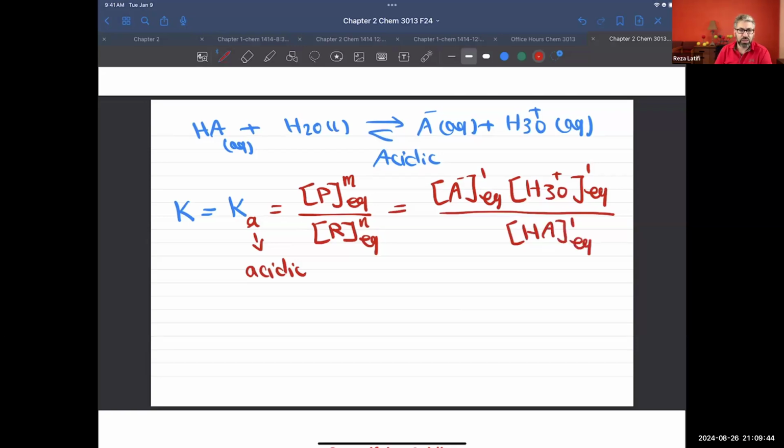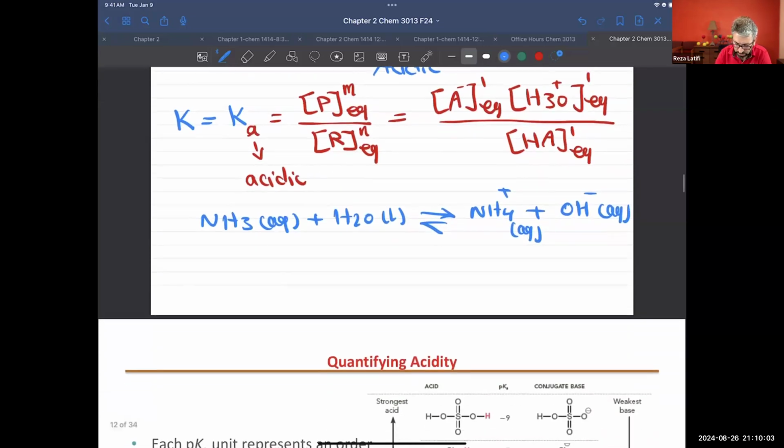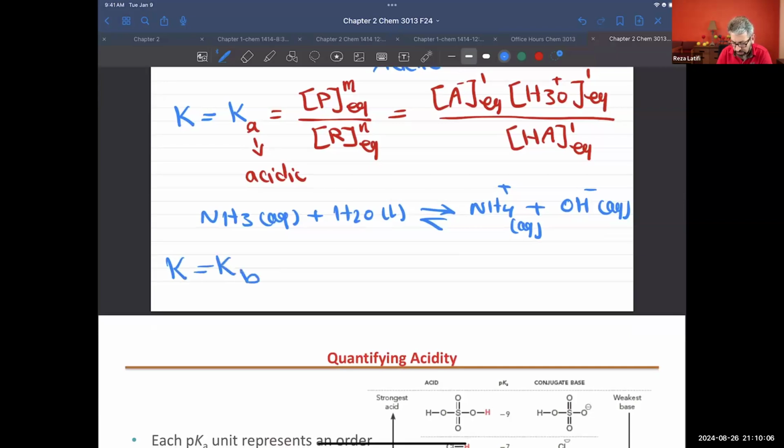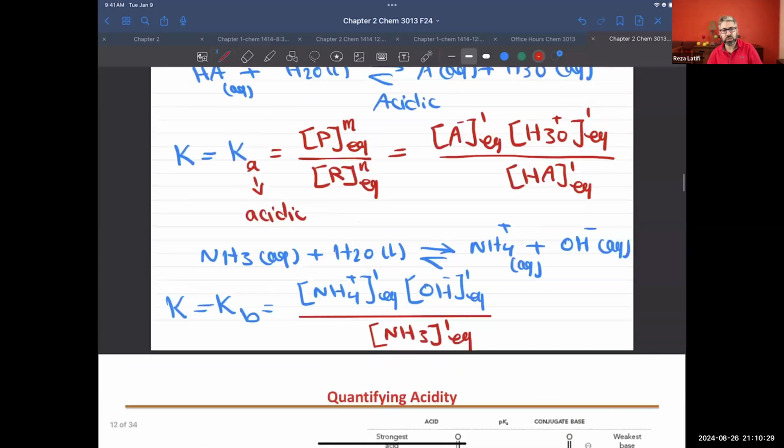to the first. If your reaction is basic, in that case, you will say Kb. So say we have this chemical reaction, and we get NH4 plus and OH minus. So K, which is equal to Kb, is going to be equal to the concentration of product, NH4 to the first, OH to the first, and you take this and divide by the concentration of the reactant, which is NH3 to the first.